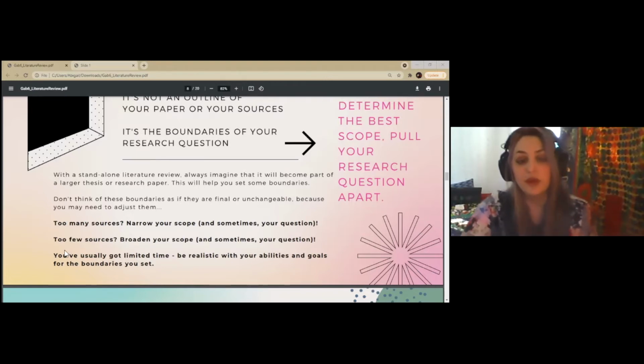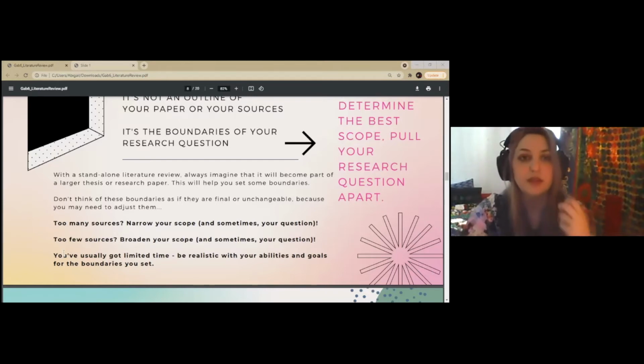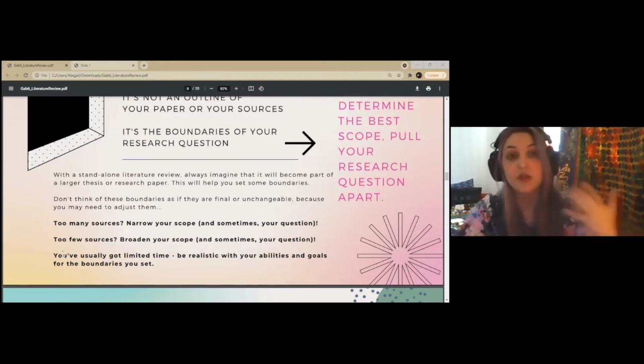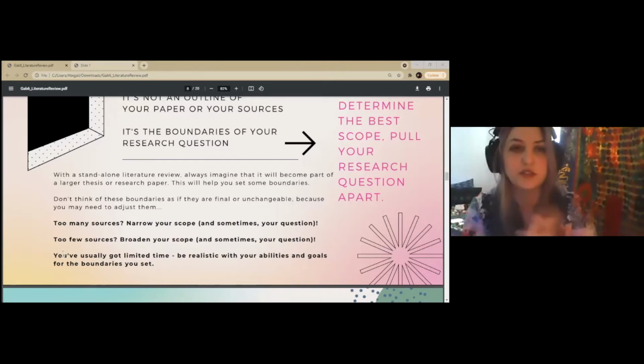So the last thing I'll say about boundaries is, of course, with all this in mind, you have to be realistic, whether you're a bachelor's student, a master's, doctoral student, or even a postgraduate or working academic. You've got a limited amount of time. We all have limited amounts of time. So you have to be realistic with yourself, your abilities to do the research effectively, read your sources effectively, and set your goals for your boundaries accordingly. Don't set such a broad research task, for example, for a small bachelor's thesis of 30 pages. So it all has to be relative.